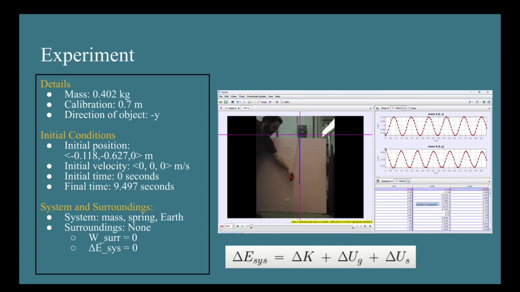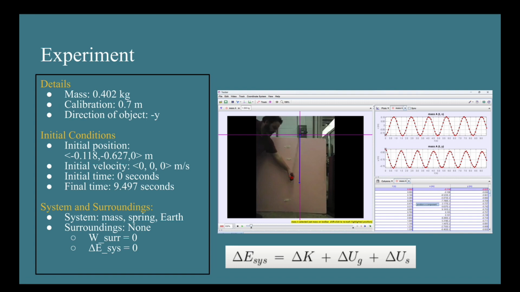In this experiment, I downloaded a video of a professor releasing a spring with an attached mass from rest. In Tracker, I set the mass of the system to 0.402 kilograms and calibrated the elongated spring to be 0.7 meters in the negative y direction. The initial position of the spring upon release was negative 0.118 meters in the x direction and negative 0.627 meters in the y direction. The initial velocity was 0 meters per second because the spring started from rest at time t equals 0, and the experiment ran for 9.497 seconds.